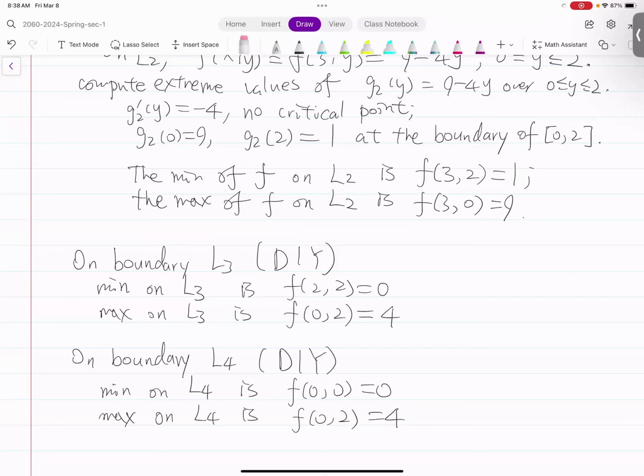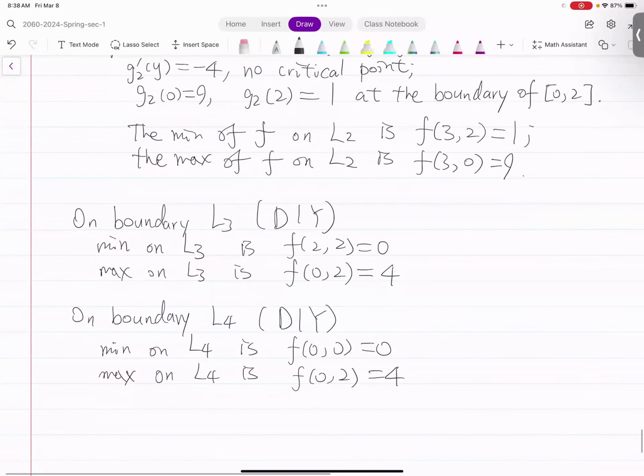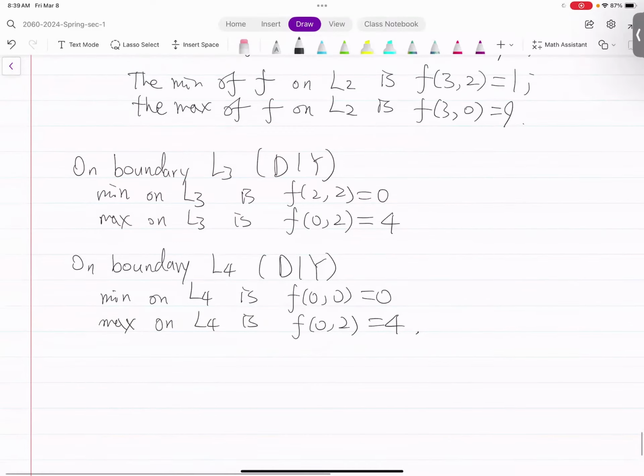And then we can summarize all the things that we have computed. Okay? So on every line segment of the boundary, we have a minimum and a maximum. And then we have these 8 values we compare with the critical point. Okay, so then let's insert that. Step 3: compare values.